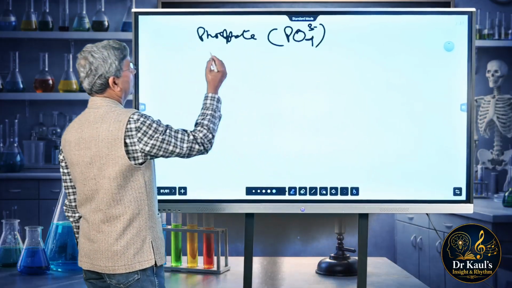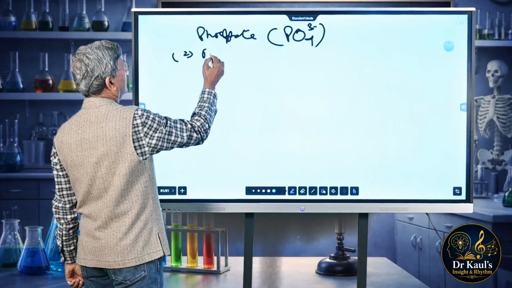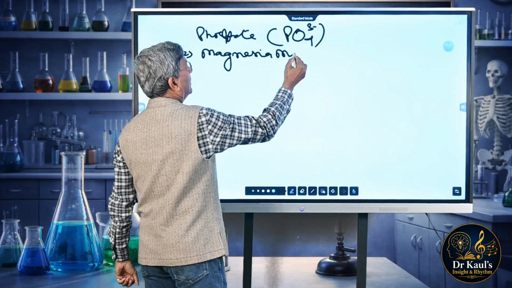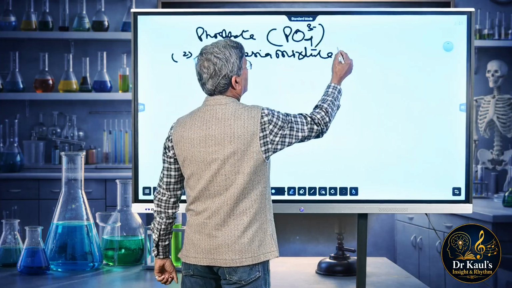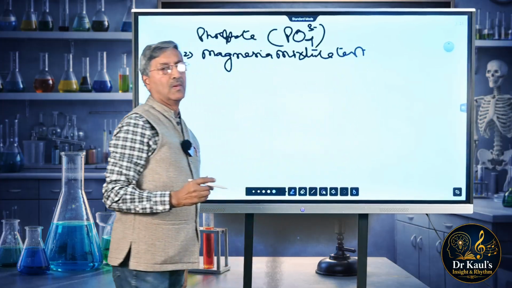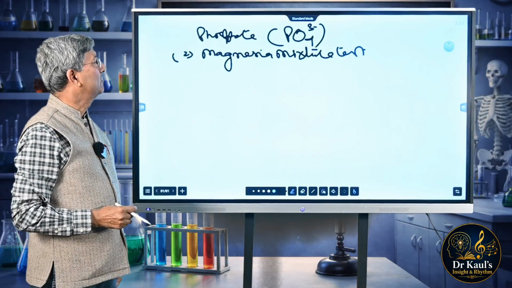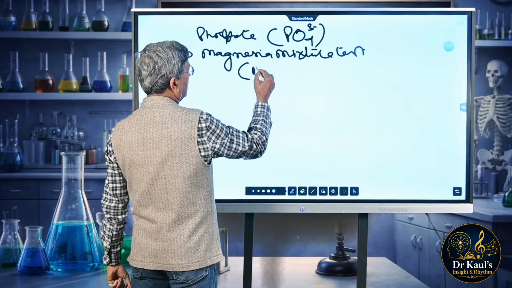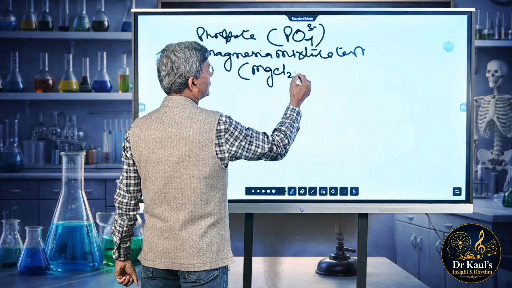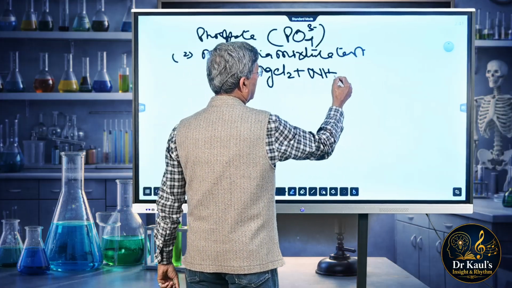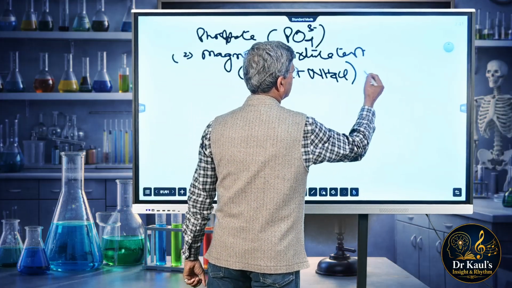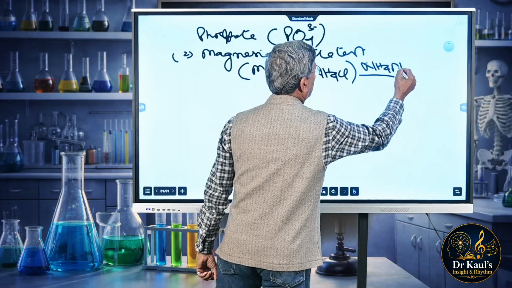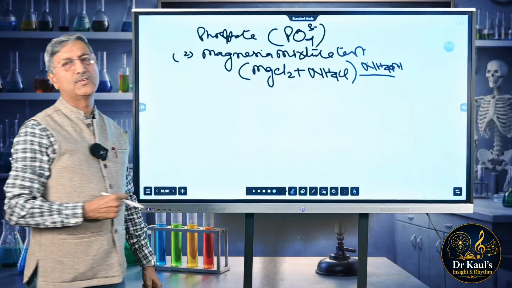Now the second test for phosphate is the magnesia mixture test. What is this magnesia mixture? Magnesia mixture is an equivolume solution of magnesium chloride or magnesium sulfate plus ammonium chloride, and this is then in the presence of ammonium hydroxide. This solution is known as magnesia mixture.